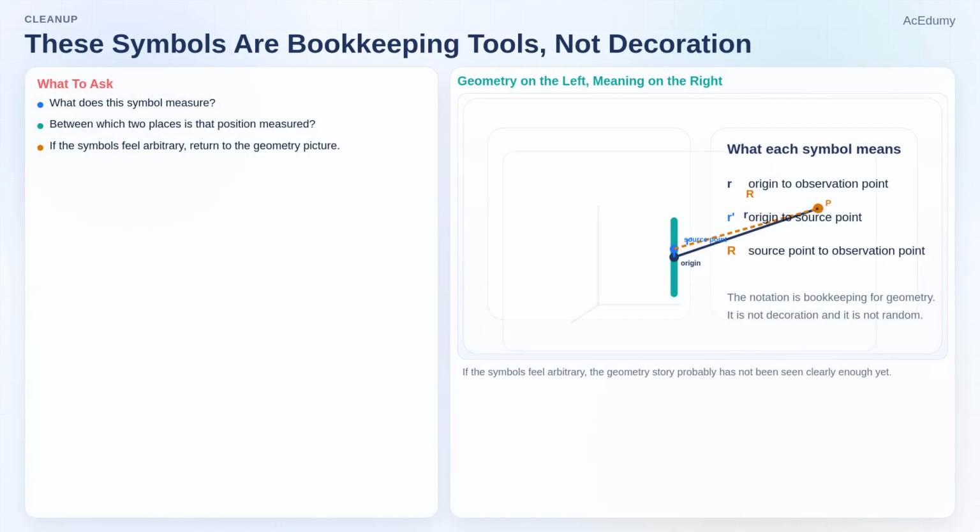At this stage, the main win is not memorizing symbols mechanically. The main win is learning to ask what each symbol is measuring and between which two places. When that habit becomes natural, later equations stop looking like a wall of unexplained letters. They begin to look like careful bookkeeping for a geometry problem.